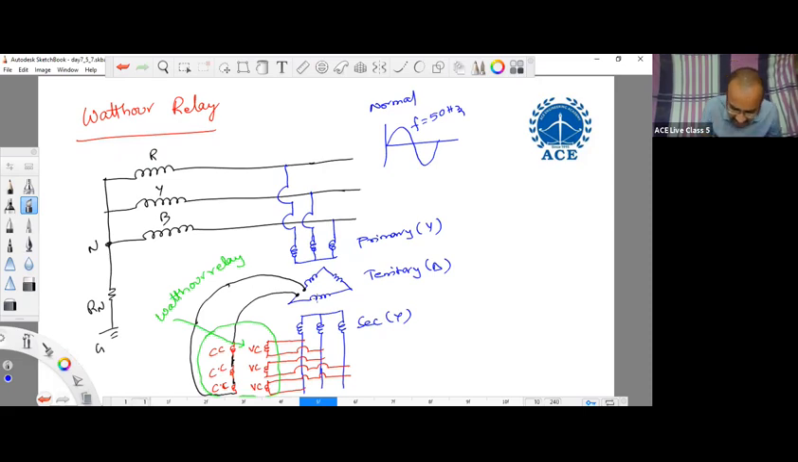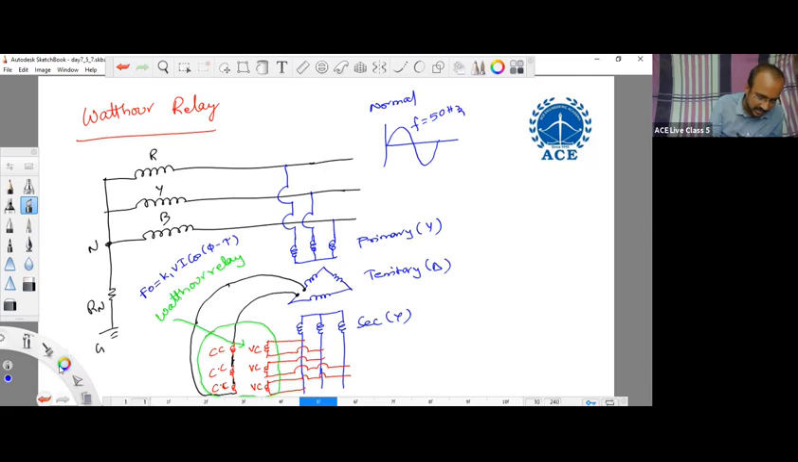Will there be any circulating currents in the tertiary winding? If the voltages are balanced, there will not be any circulating currents. So once there is no current, what is the operating force expression of the watt hour relay? K1 VI cos of phi minus tau. When there is no current, the operating force is zero, so the relay will not operate.